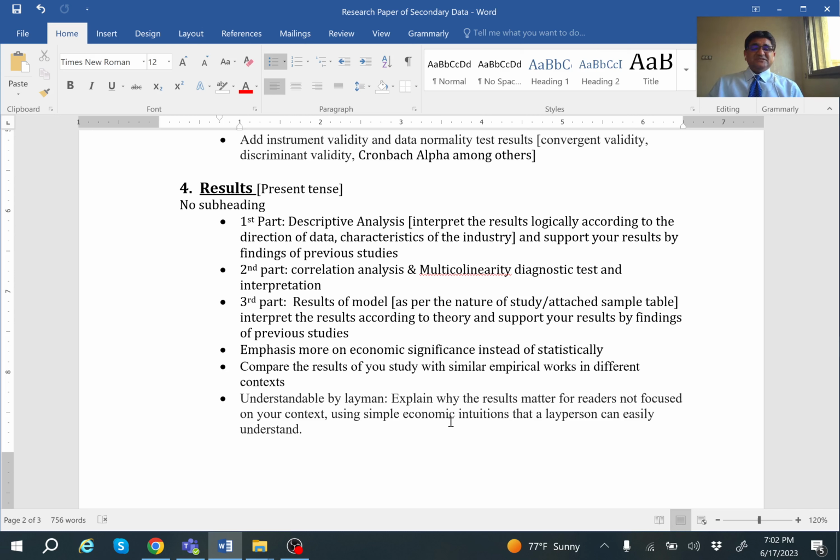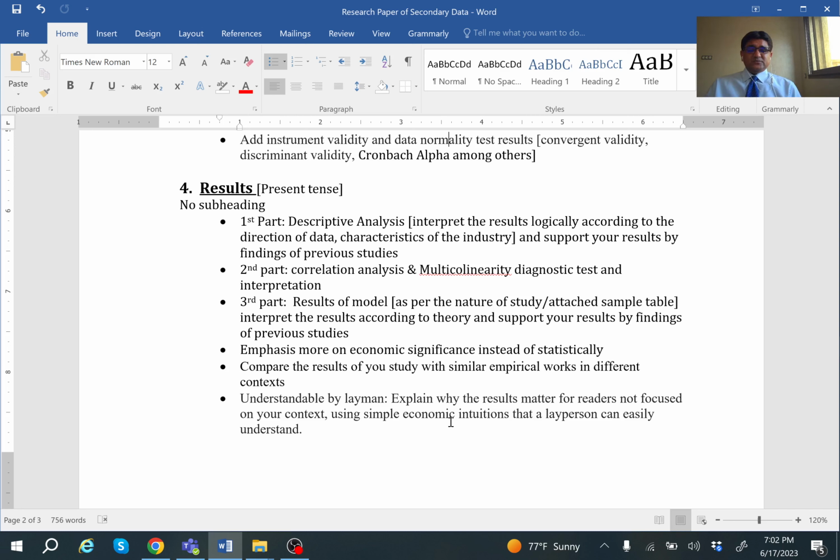For descriptive stats, interpretation is very important and logical, and it's not enough just to write how many respondents fall on the agreed side, how many are towards the disagreed side, what the mean value is like this, and the standard deviation value is something like this.